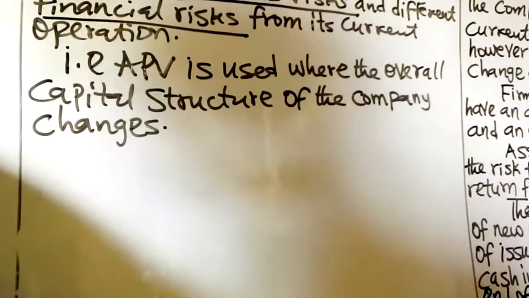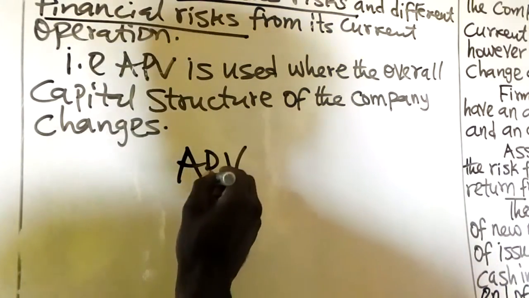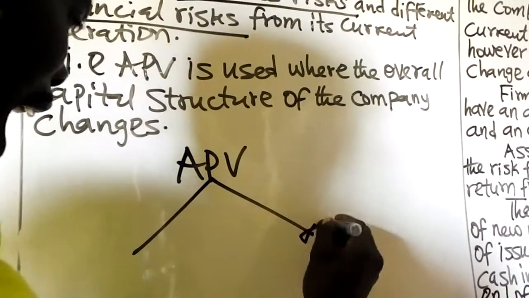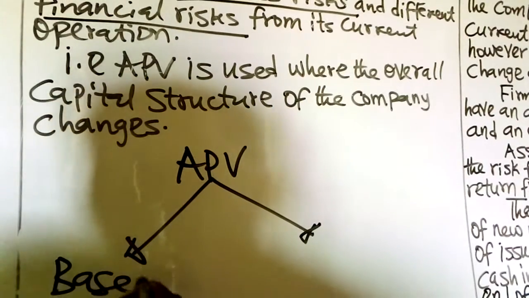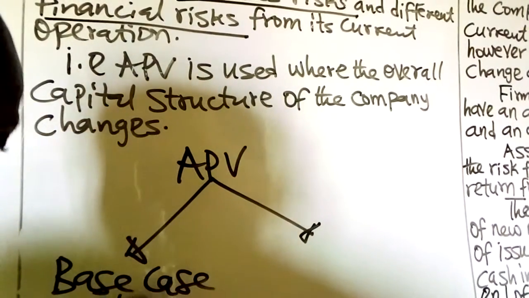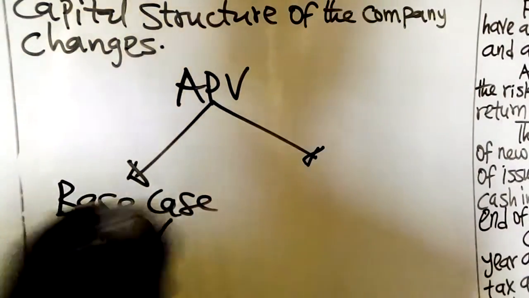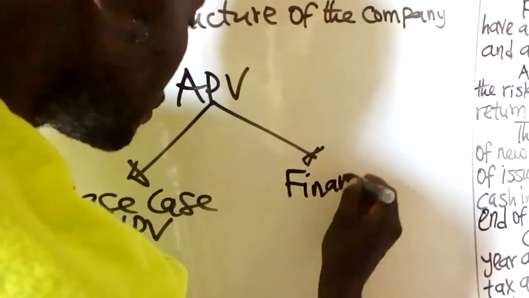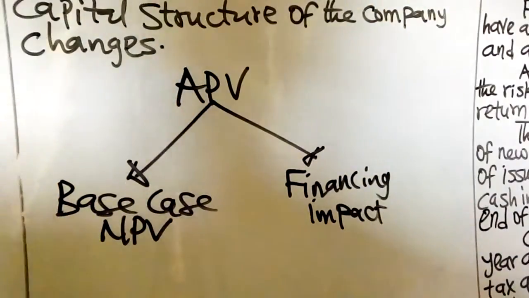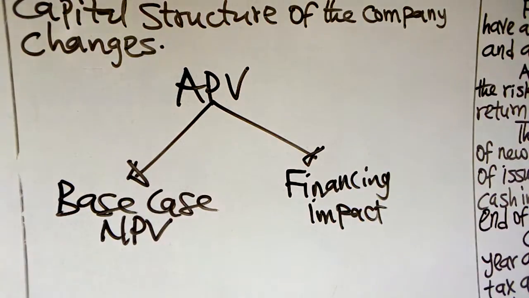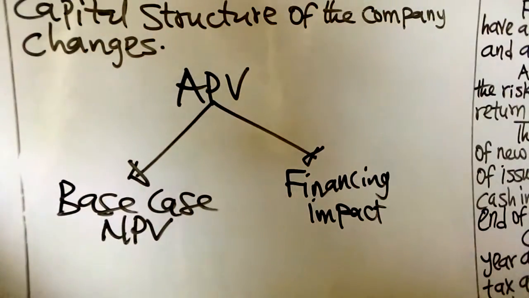APV, adjusted present value, consists of two different elements. Number one is base case NPV, and number two is financing impact. These are the two aspects of APV.